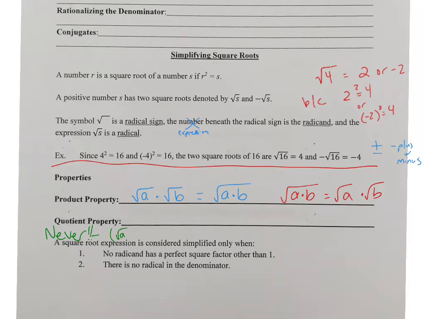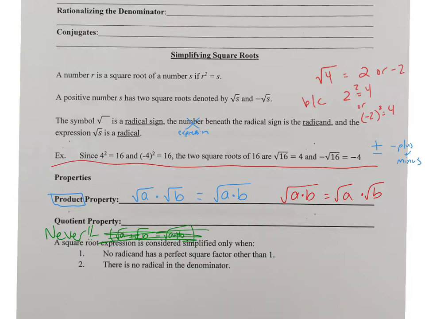Square root of a plus square root of b equals square root of a plus b. Never do that. That's never allowed to happen. A lot of people make that mistake all the time. This is specific for multiplication. That's why it's a product property.